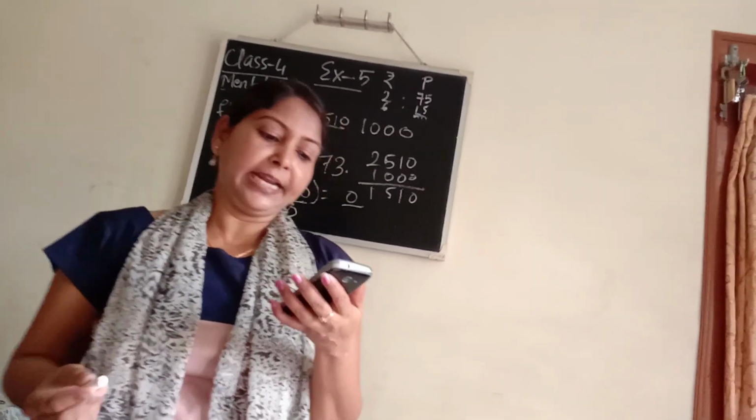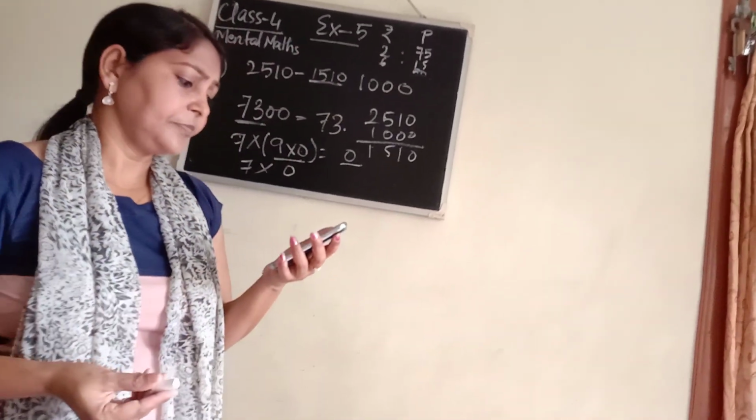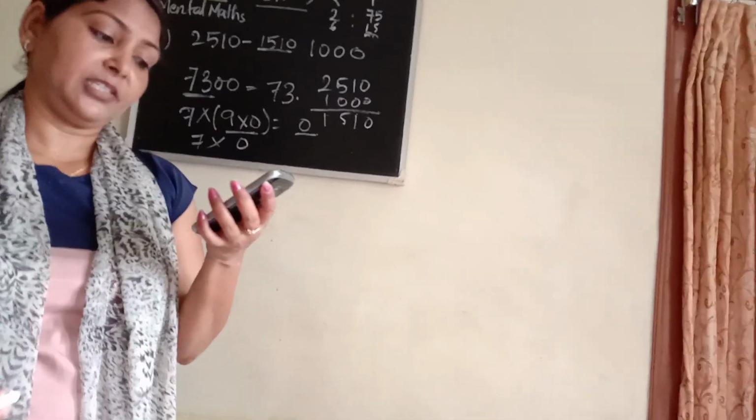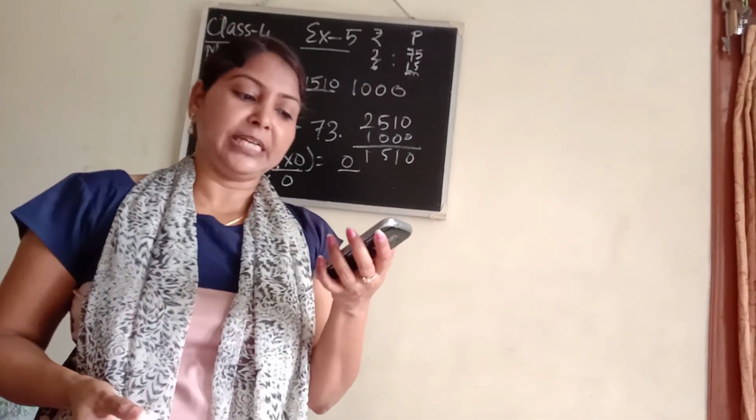So just add and get the answer. Okay. Then last question, J. In 2764, the place value of 6 is what?